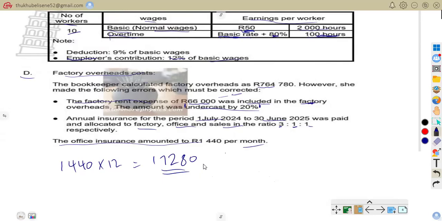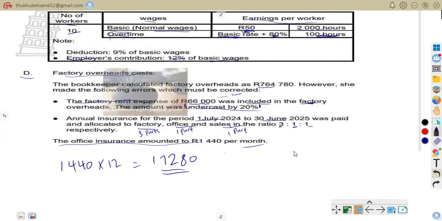What happened is that the question says insurance was allocated to factory, office, and sales in a ratio of 3:1:1. So it means factory is 3 parts, office is 1 part, and sales is 1 part. So that is 5 parts altogether.